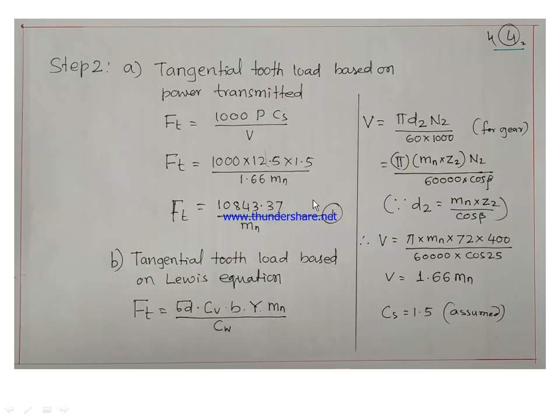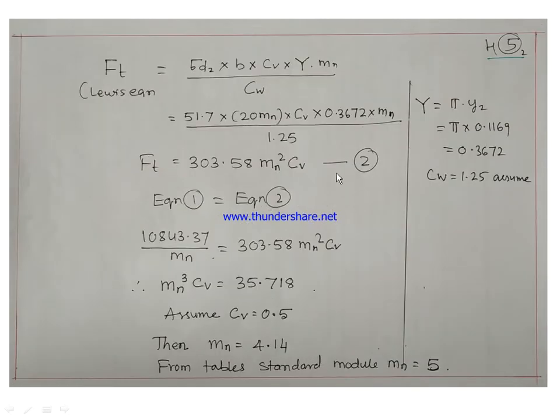Now compare this equation with this. So after comparison you will get mn cube into Cv equal to 35.718. Assume Cv as 0.5 and calculate module, and it comes out to be 4.14. Referring to the data book and tables in the data book, select the standard module which is 5 mm.